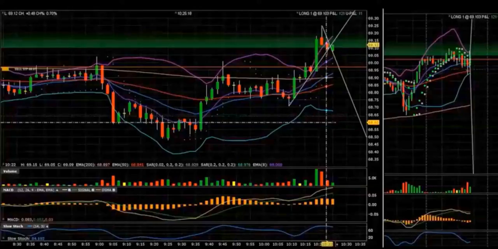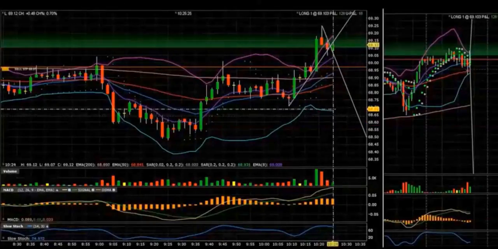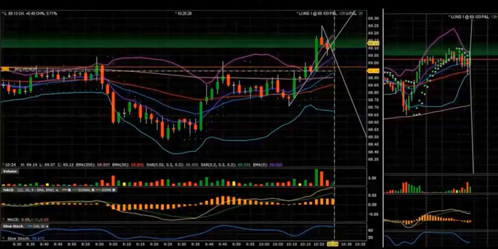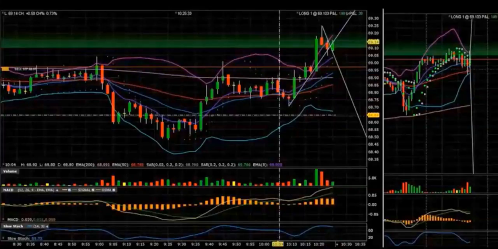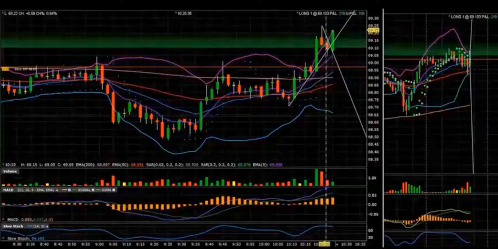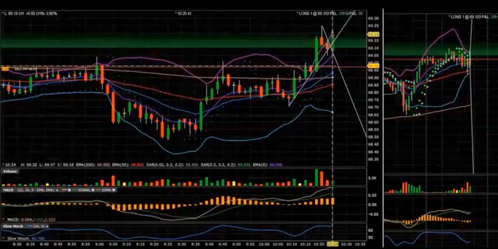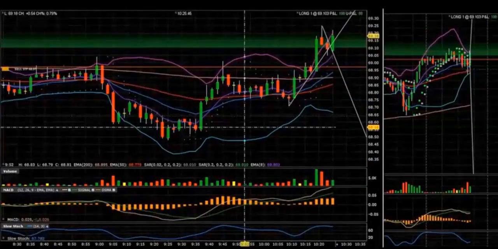And my 4 requirements for a trade: the moving averages must be in my direction, which the 8 is above the 20, is above the 50, and there's the 200. The stochastics must be in my direction, they're going up. The trend lines are in my direction, and Fibonacci.